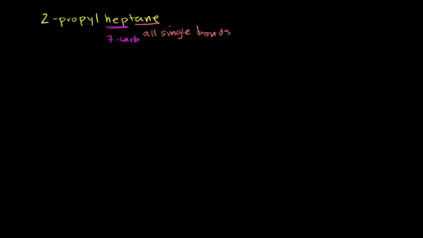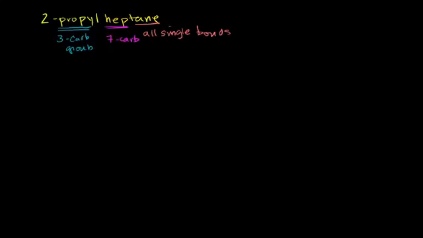And then what does this 2-propyl mean? Well, what was the prop prefix? If methyl is 1, ethyl is 2, propyl is 3, butyl is 4. So this is a 3-carbon group, and it's going to be attached to the second carbon on the heptane.